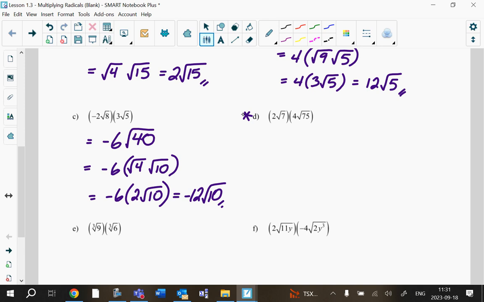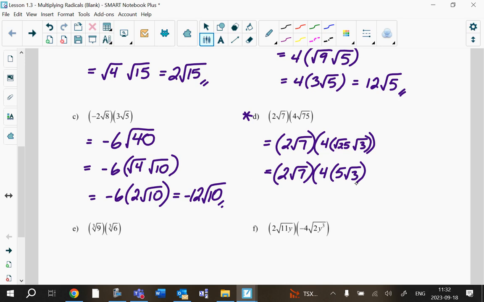That is sure going to get you a big one under the radical, which could be very difficult to simplify to find the highest perfect square. But remember that note that I made at the beginning? Let's simplify first. Well, I can't simplify 2 root 7. There's no perfect square that goes into 7. But how about 75? Yeah, root 25 times root 3, which becomes 2 root 7 times 4 times 5 root 3, which becomes 2 root 7 times 20 root 3. Still have to multiply, but boy, these numbers are a lot easier now.